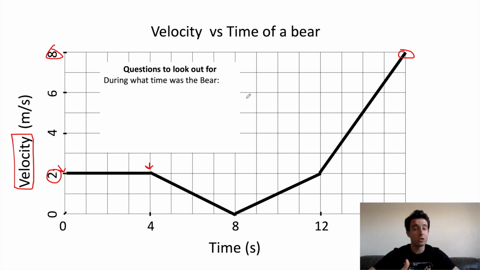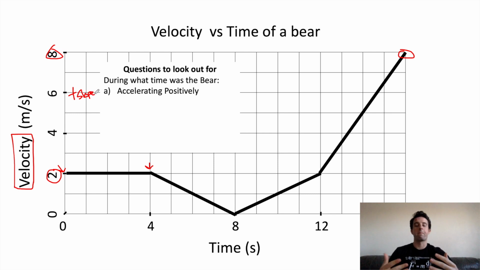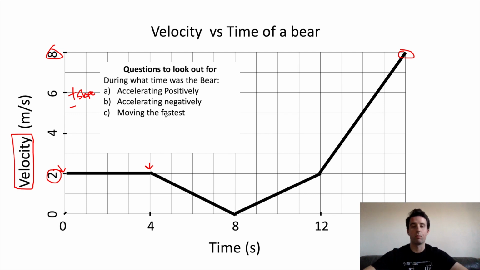Okay, so questions we can ask here are going to be a little bit different, but still fairly similar. So questions to look out for. During what time was the bear, A, accelerating positively? So positive acceleration is just like in the previous problem, what we were looking for with positive velocity. If you see a positive slope, a slope that kind of looks like this, that's how you know that it is positive acceleration. Then we're also going to have a question about accelerating negatively. What time was the bear having a negative slope?